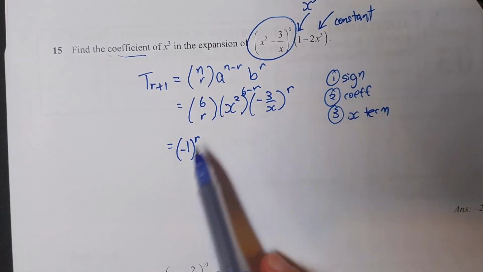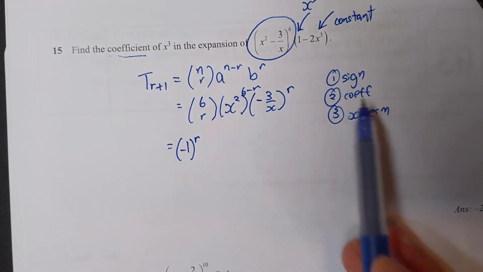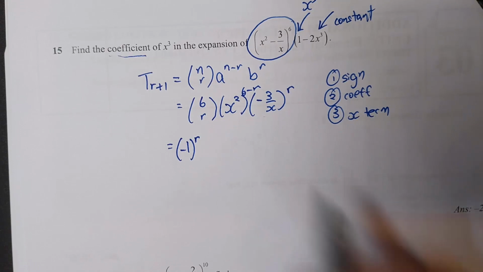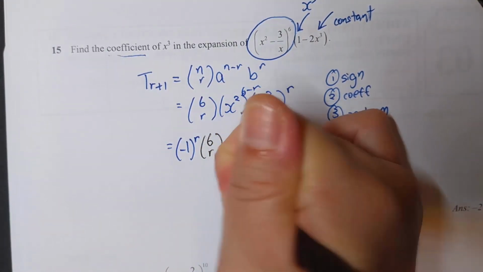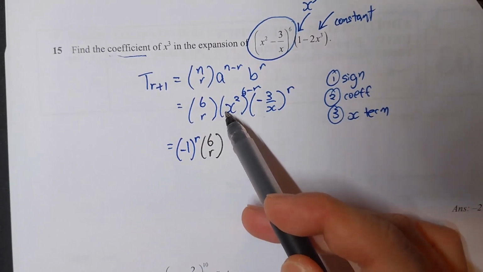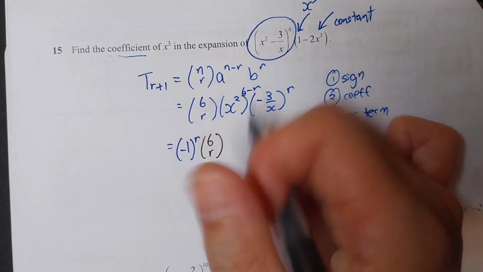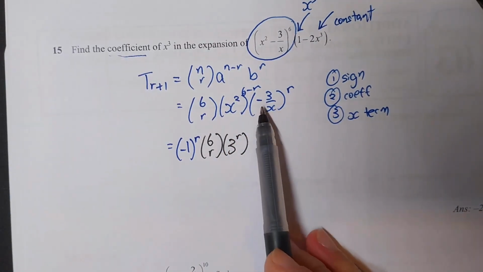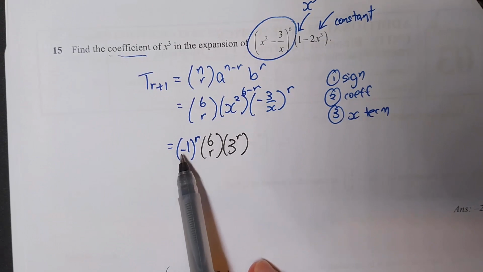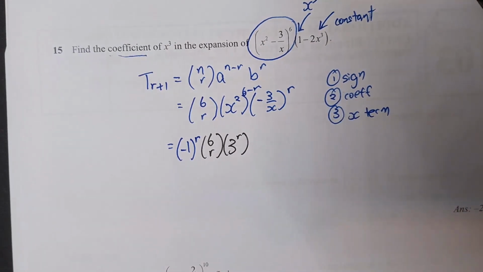Yes, you realize that actually the sign is always simplified using this. Now let's do the coefficients using another color. So this part will give us the coefficients. Okay, there's no coefficient here, but there is a coefficient here. So it's just 3 power r. Don't worry about the minus sign because we already resolved it initially, which is why the sign is always the first thing we settle.